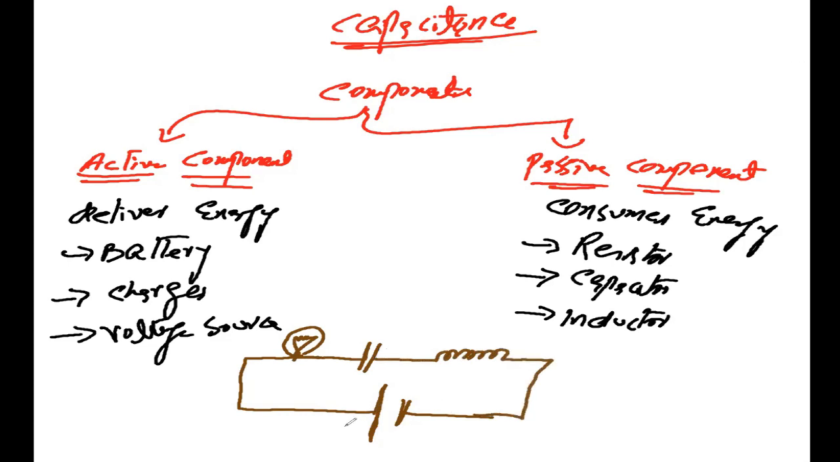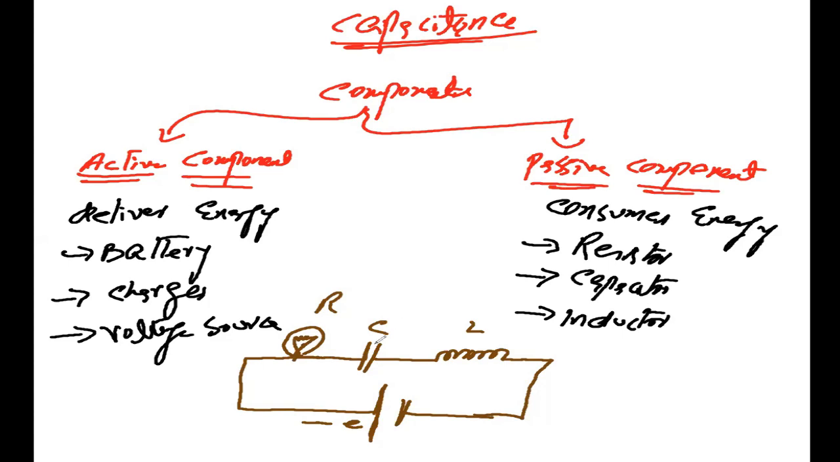So electrons will take energy from this voltage source and will go over here. So it will give some energy to this bulb, some energy to this, and will give the leftover energy to this inductor. Okay, so this will be my active component, and these elements consume energy. So these three elements are the passive components. This is a resistor, this is a capacitor, this is an inductor.